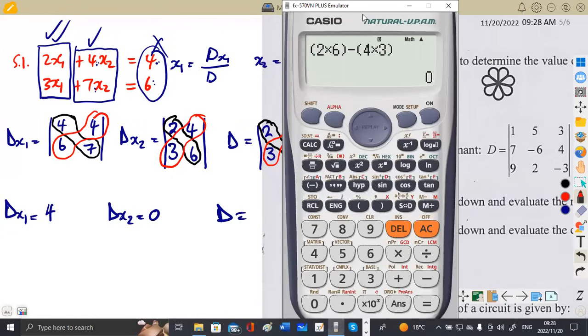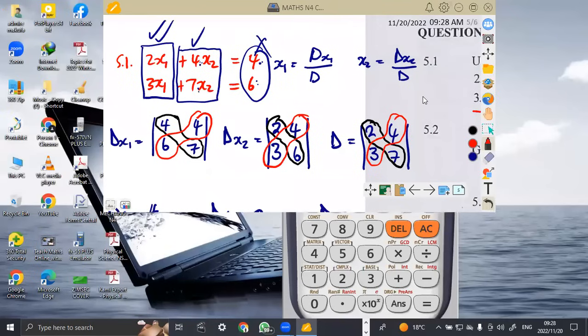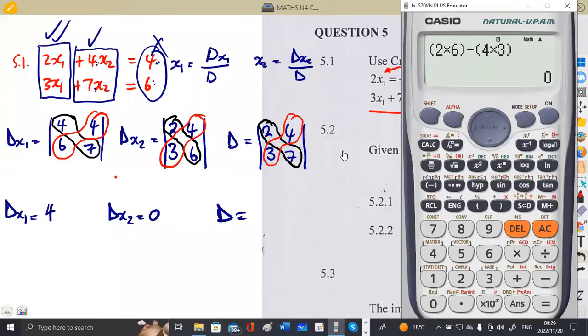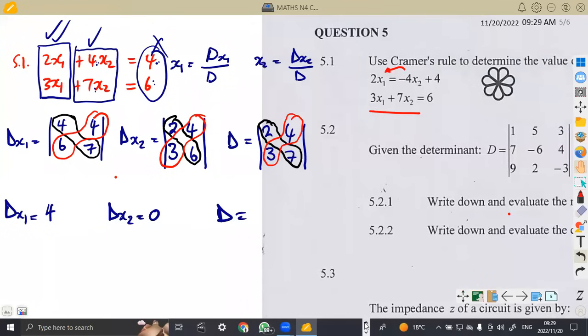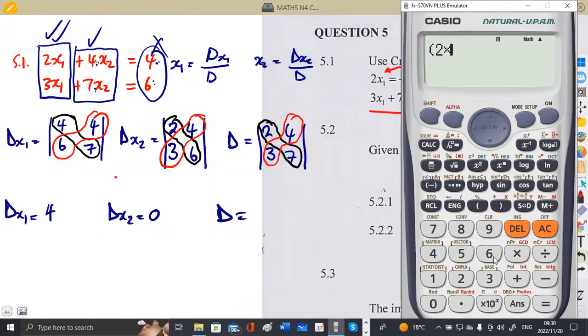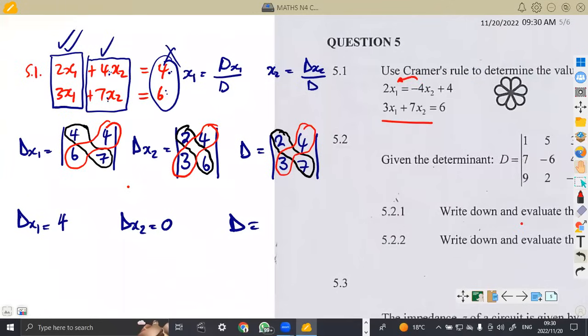Sorry for that. I just wanted to minimize the calculator, then it minimized the board. Anyways, we have got 2 by 7 minus 4 by 3, 4 times 3, which is going to give us something like 2. So this is going to be a 2 here.